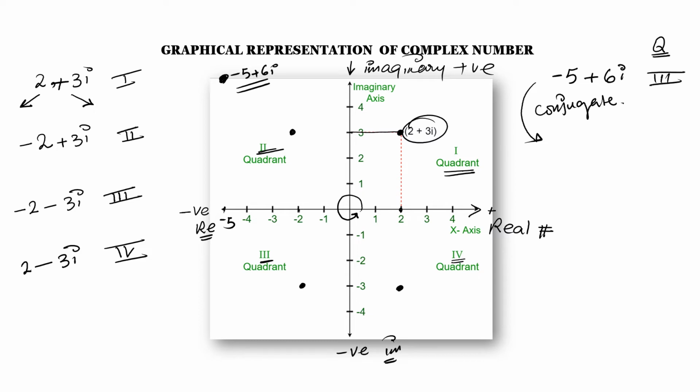Now they are asking you to write the conjugate and then identify the quadrant of that conjugate. So the real part stays the same. So negative 5 stays the same. The imaginary part's sign changes. That means positive changes into negative, and then 6i. So negative 5, negative 6i lies somewhere in the third quadrant. I hope that this part is clear to you.